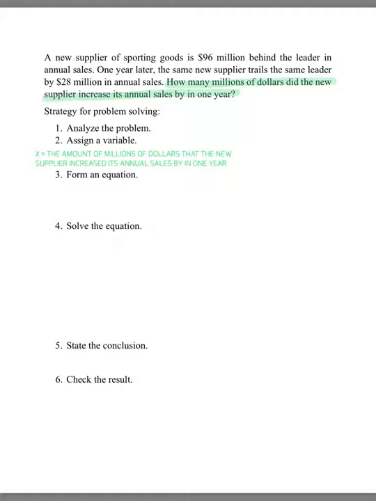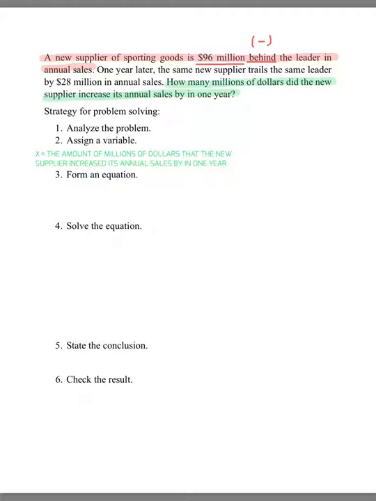So what other information do we know? Well, we know that a new supplier of sporting goods is $96 million behind the leader in annual sales. So they're behind. That's going to be the key word here, behind, and they're behind by 96 million. Behind is an indicator of subtraction, so we're going to go ahead and keep that in mind. Let's see, what else do we know?